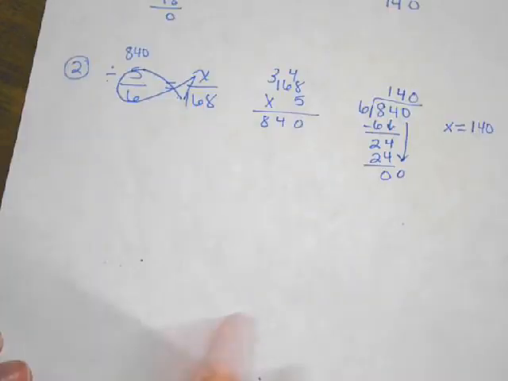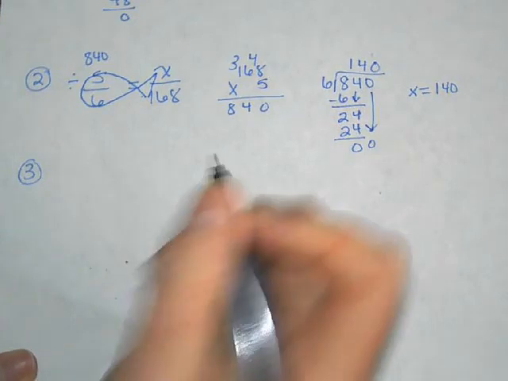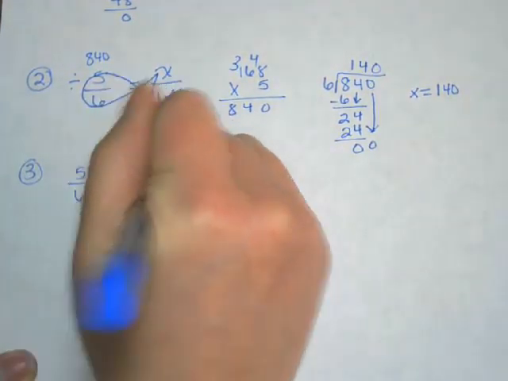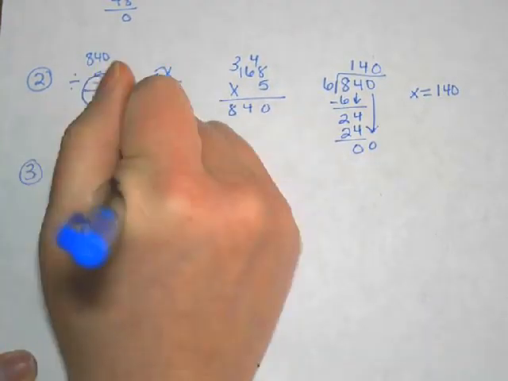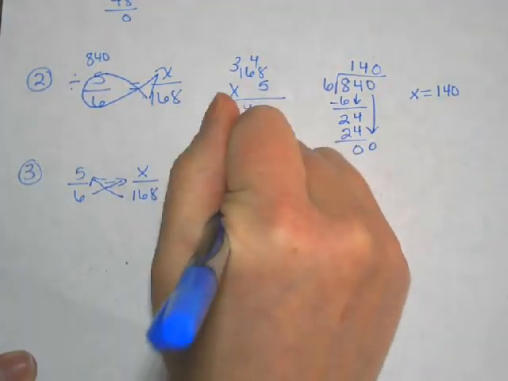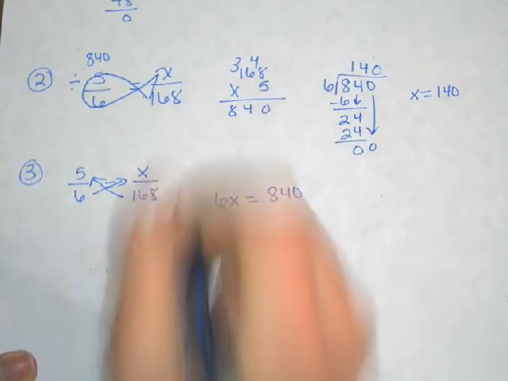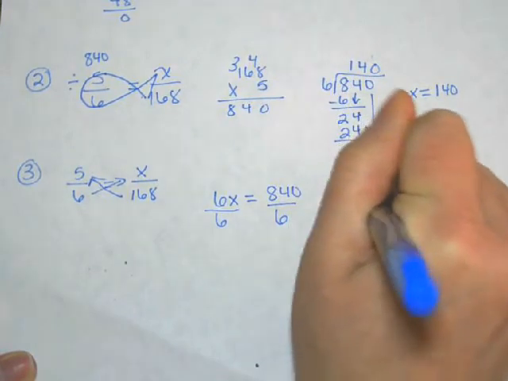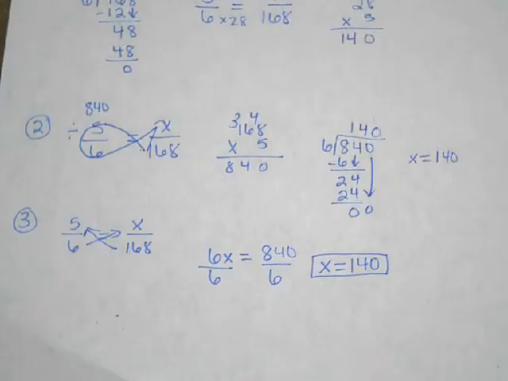The last step is to make an algebraic equation. To do that, it's going to be cross multiply. 6x and then 168 times 5. Well, that would give us 6x equals 840. And then again, we divide, and x would be 140. Okay, all 3 ways give you the same answer.